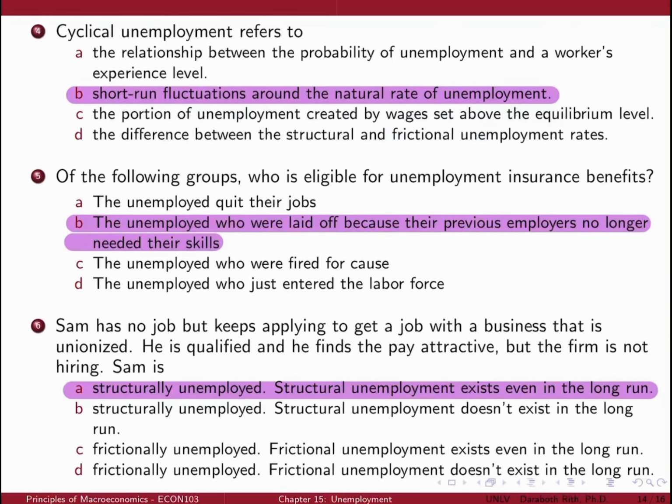Question number 5. Of the following groups, who is eligible for unemployment insurance benefits? Unemployment insurance benefits are typically available to individuals who have lost their job through no fault of their own. This usually means that they were laid off due to lack of work, company downsizing, or economic downturns. Individuals who quit their job without good cause or were terminated for misconduct are generally not eligible. So the answer is B. The unemployed who were laid off because their previous employers no longer need their skills.